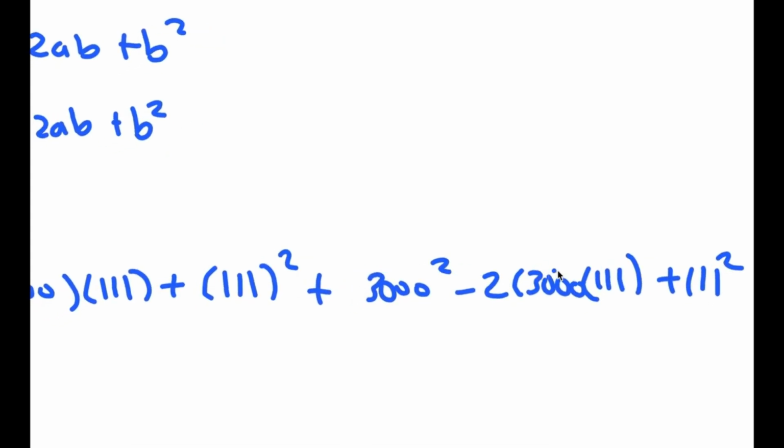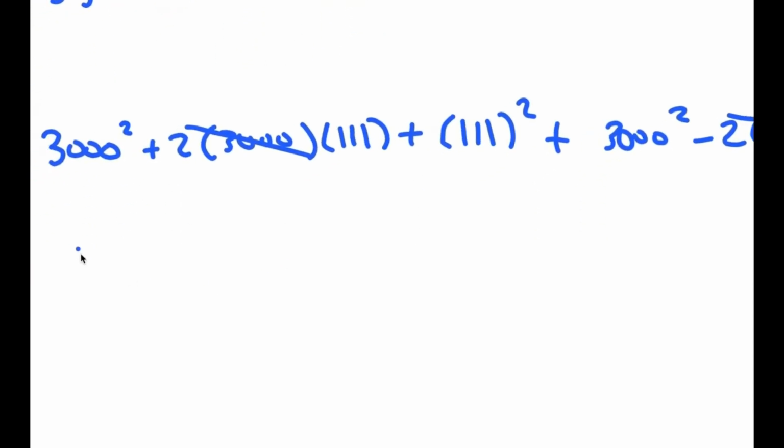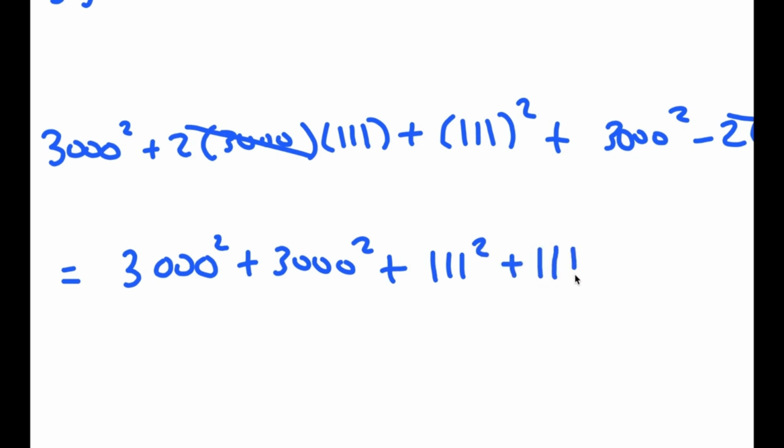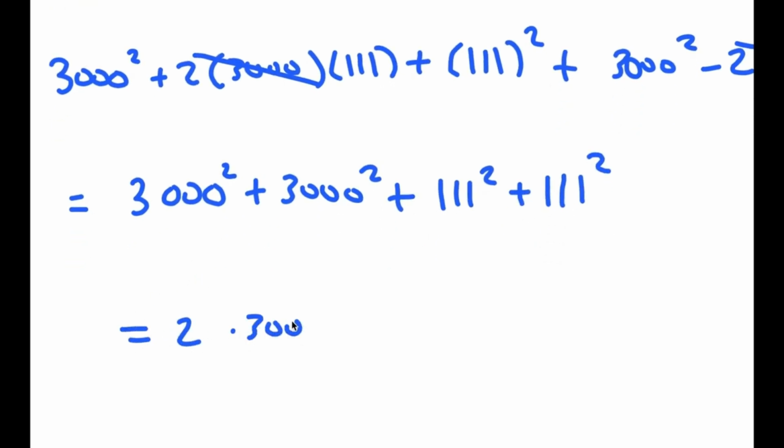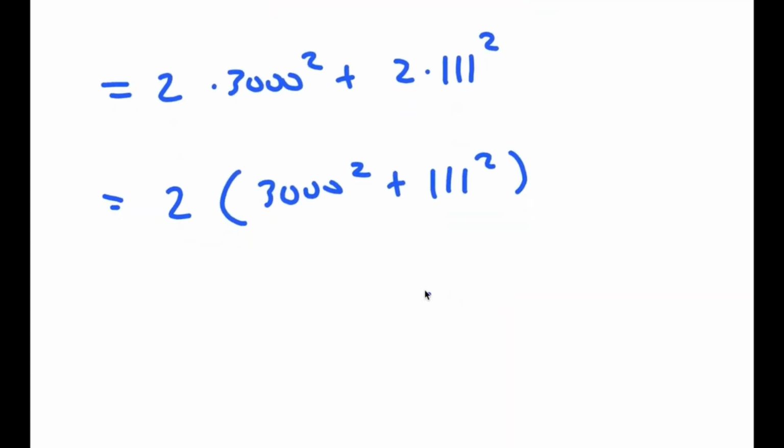So these two, negative 2 times 3,000 times 111 and positive 2 times 3,000 times 111, cancel out. So I'm left with 3,000 squared plus 3,000 squared plus 111 squared plus 111 squared, which is the same thing as 2 times 3,000 squared plus 2 times 111 squared. So now if I factor out 2, I get 2 times 3,000 squared plus 111 squared.